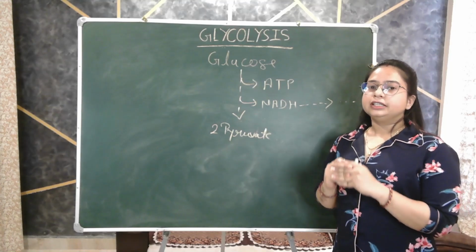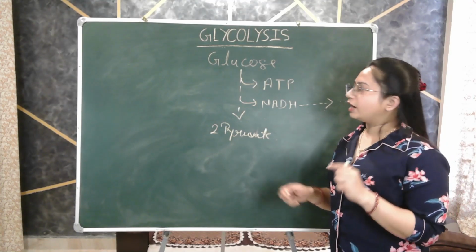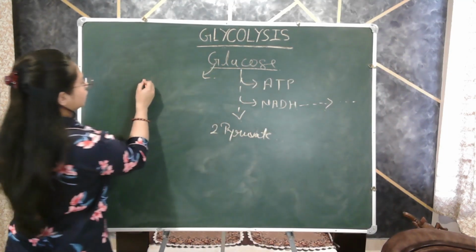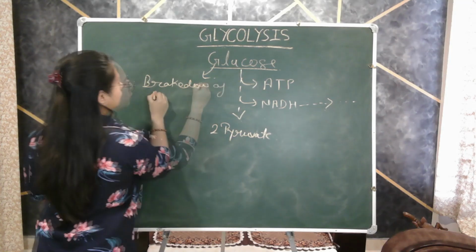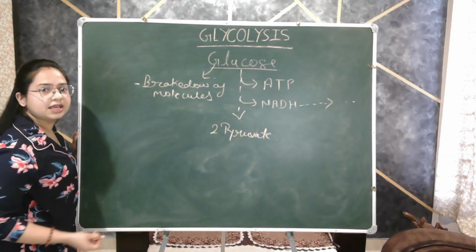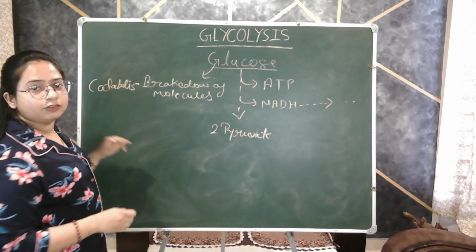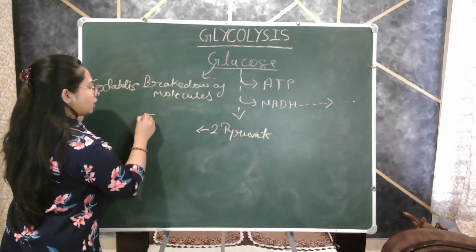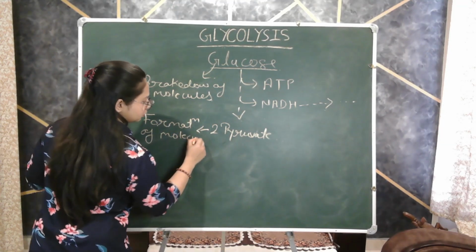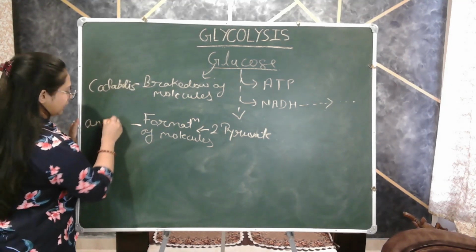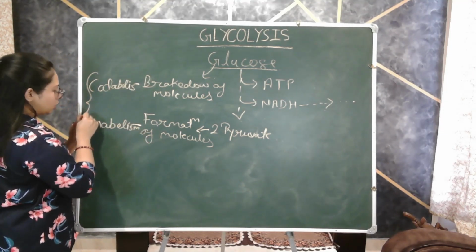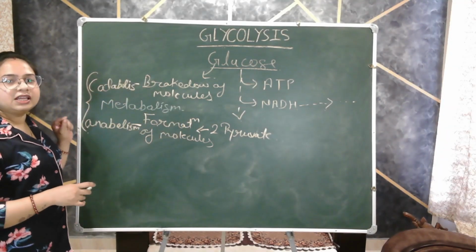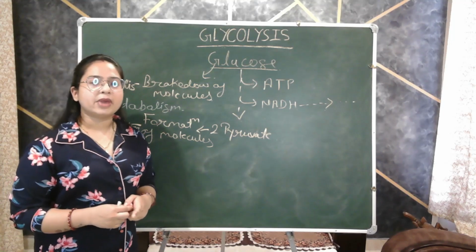A metabolic pathway includes two processes. In one, the glucose moiety is broken down. The breakdown of molecules is known as catabolism, and in the second, two pyruvate molecules are formed. The formation of molecules is known as anabolism, and these two processes together are called metabolism. So we can say that glycolysis is a metabolic pathway.